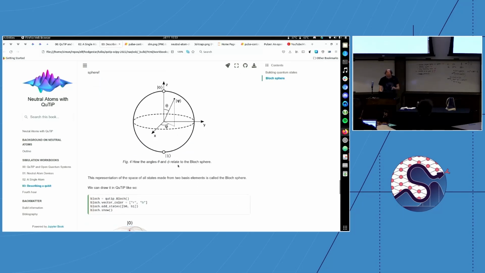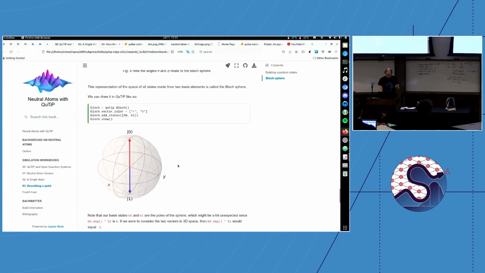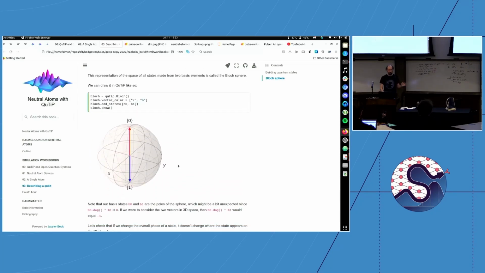But I think the important thing now is to plot this for yourself in QuTiP. If you type qutip.Bloch, it gives you this representation of the space of all possible qubit states on a sphere, called the Bloch sphere. And it's an extremely useful tool for telling what is going on with qubit states.